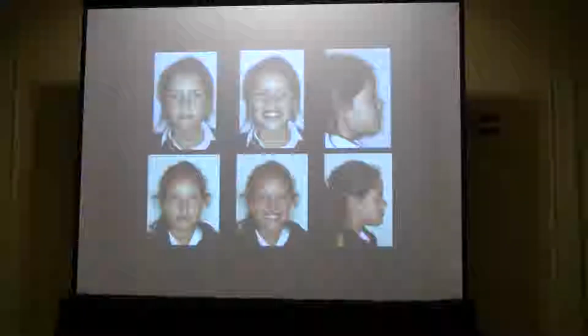Initial and final. The bite closed when the habit disappeared and when the functional matrix was reordered. Initial and final.